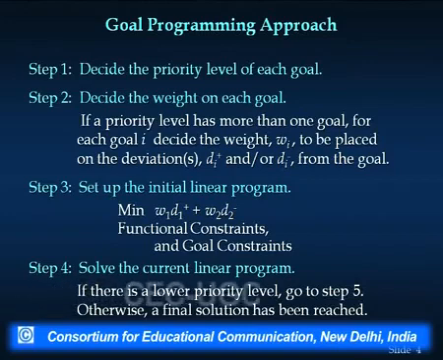Step 4, solve the current linear program. Now we will find the solution to the linear program. If there is a lower priority level, go to step 5, otherwise the final solution has been reached. In these 5 steps, we will be finding a solution to our goal programming problem.